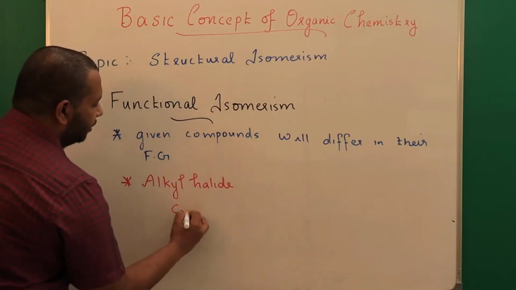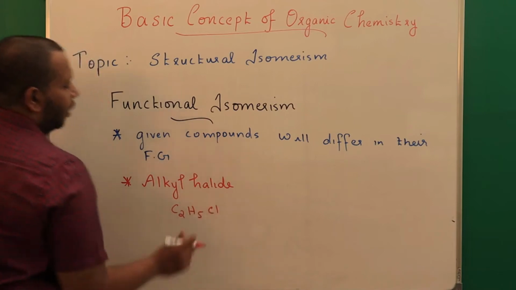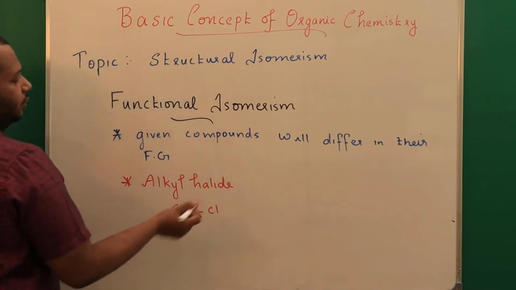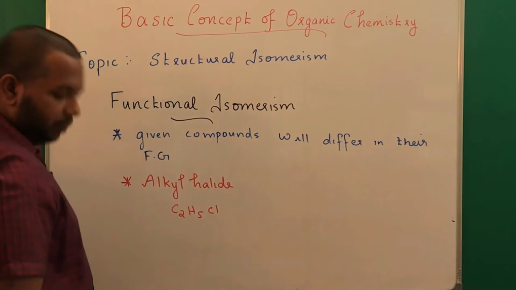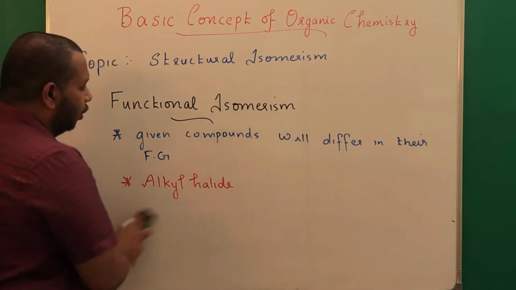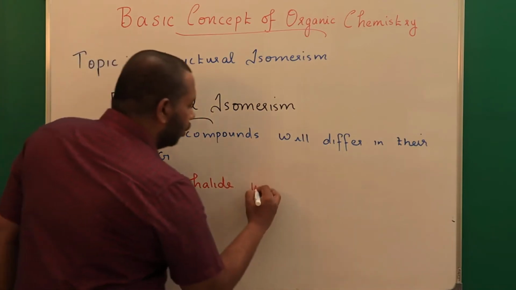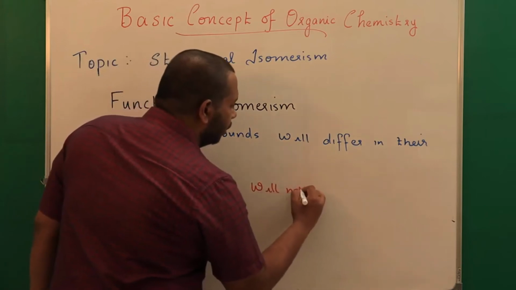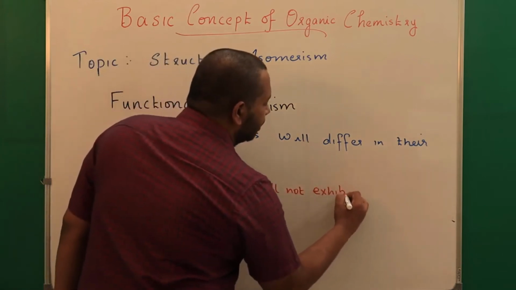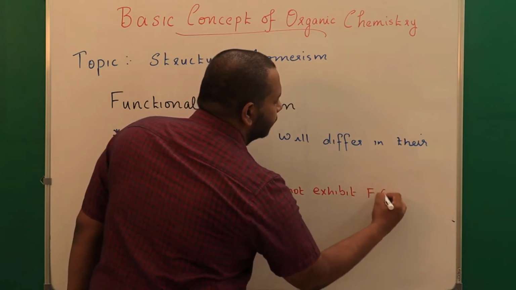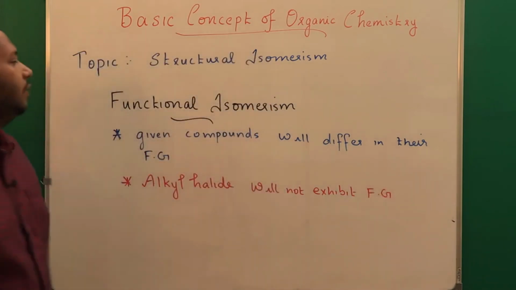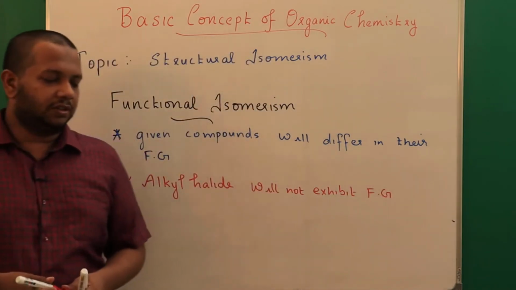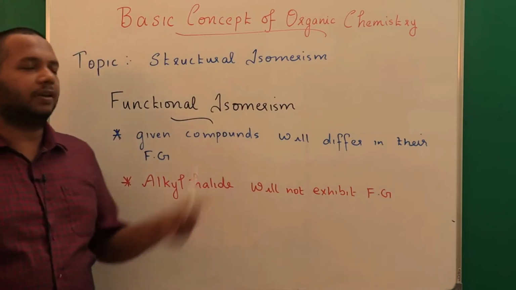For example, I can say C2H5Cl. One hydrogen is removed and a halogen is introduced. Any alkyl halide. So alkyl halides will not exhibit functional group isomerism. Very, very important. So with this I am just winding up the functional group isomerism.